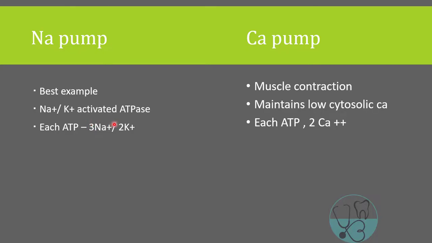The second example is calcium pump. It is responsible in muscle contraction, and its function is to maintain low cytosolic calcium. Keeping it low is necessary so that the muscle gets relaxed for the next contraction. So relaxation of muscle is also an active process, meaning ATP will be used for muscle relaxation. And each ATP will cause transport of 2 calcium ions.